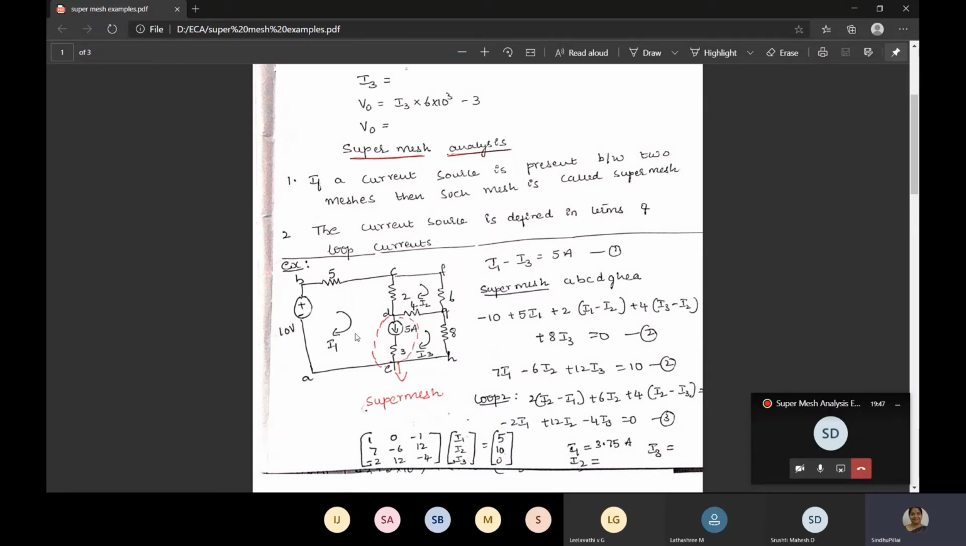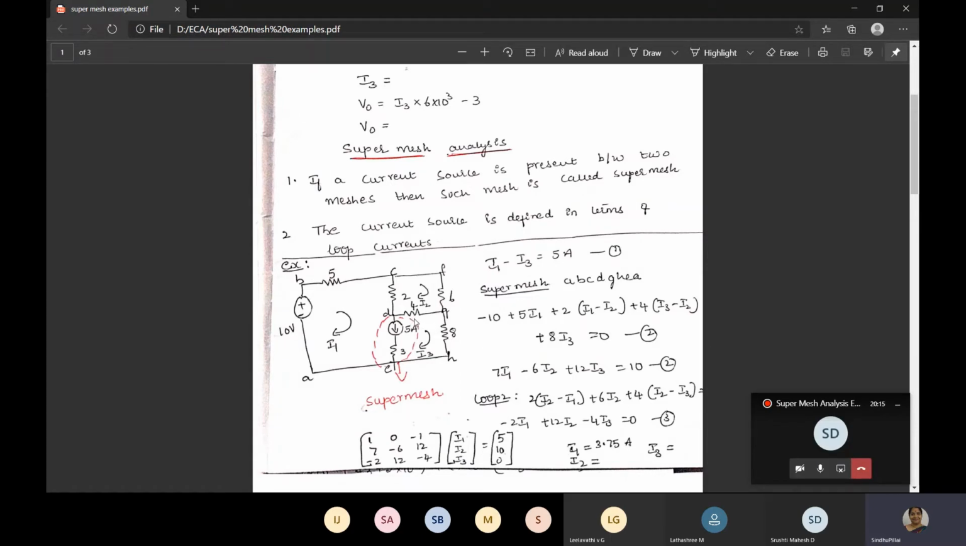First we'll write the equation for I1. So I1 is entering minus polarity, so we'll write it as minus 10. Next it is 5 into I1. Next here for the 2 ohm resistor, we have two currents I1 and I2. Since we are writing for loop 1, you have to write the I1 current first. So it is 2 into I1 minus I2, plus the super mesh will come for 4.